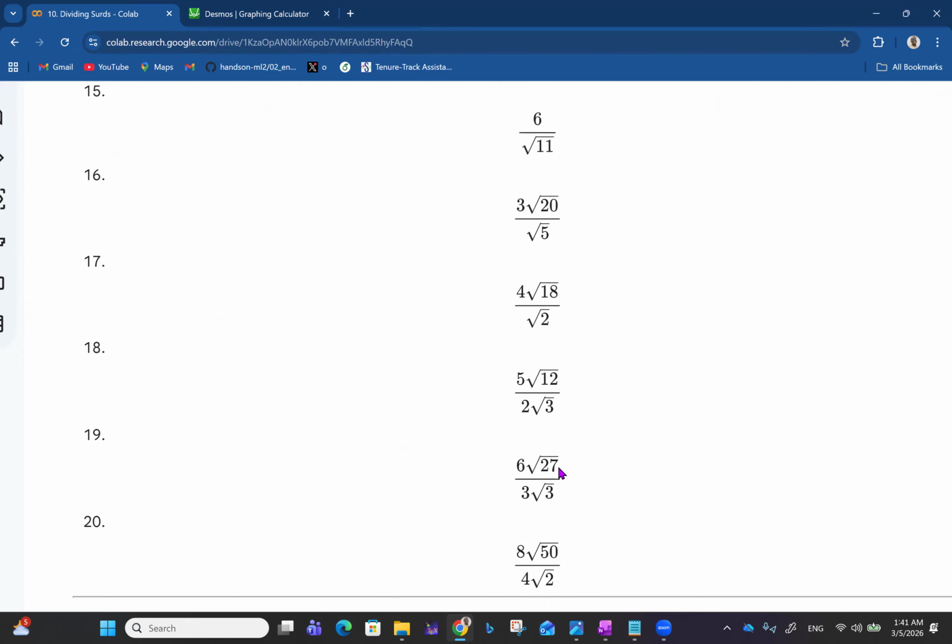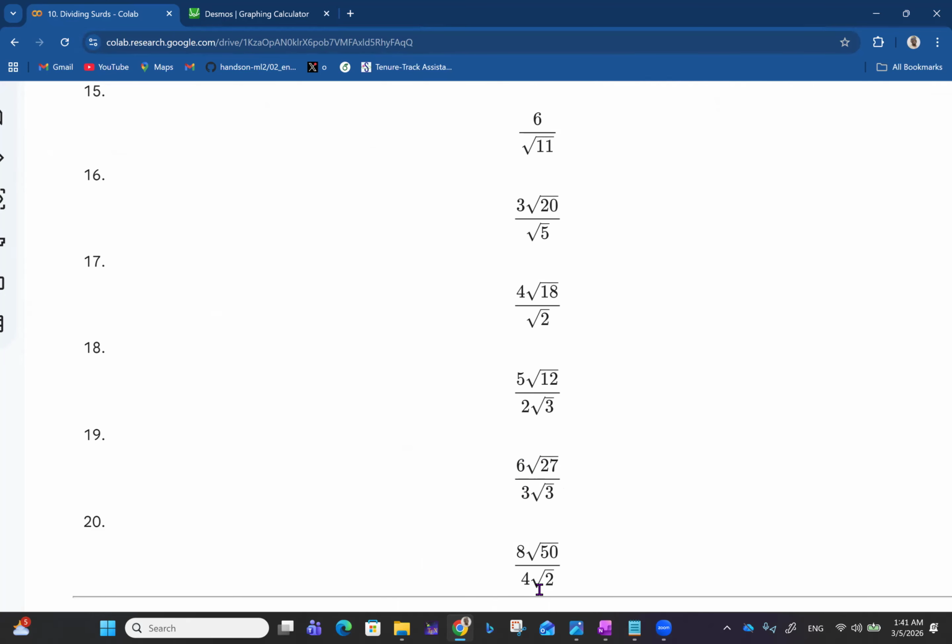Then here, I can even do everything like that, without even touching a pen. So here you have 6 times root 27. Root 27, okay, we can even do this. 6 over 3, which is 2 already, right? And root 27 over 3, that's root 9, which is 3. So this is 2 times 3, and that is 6.